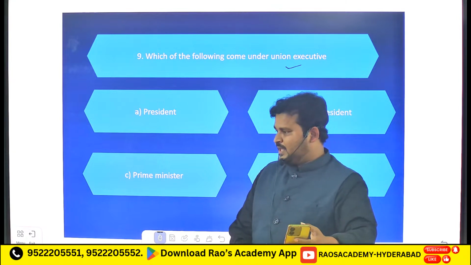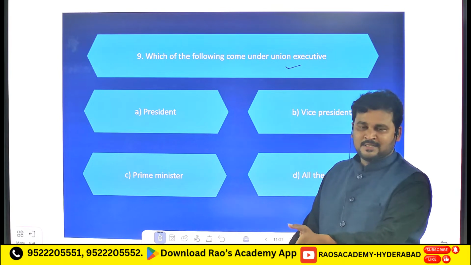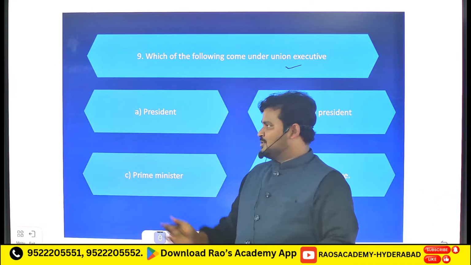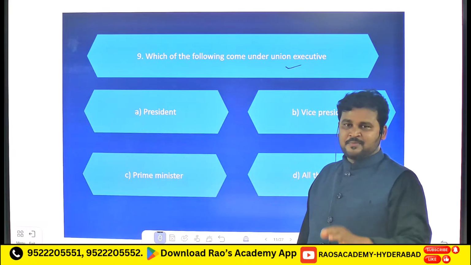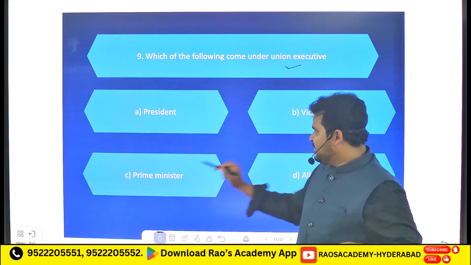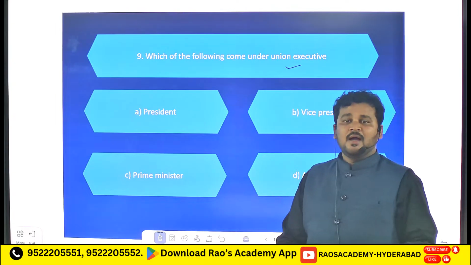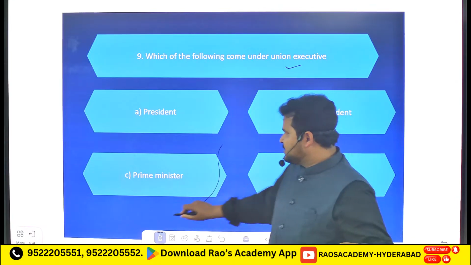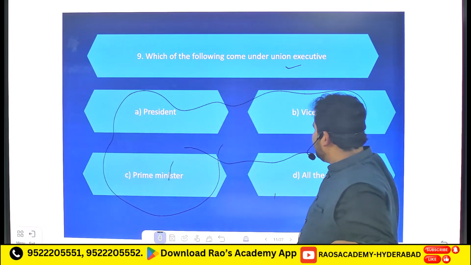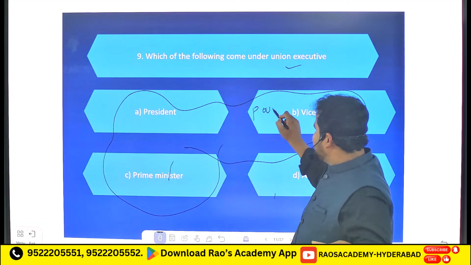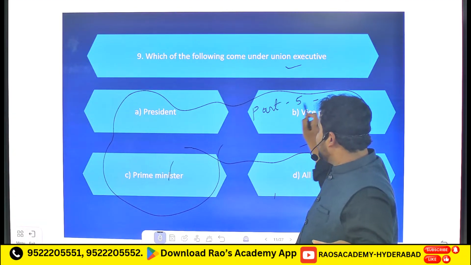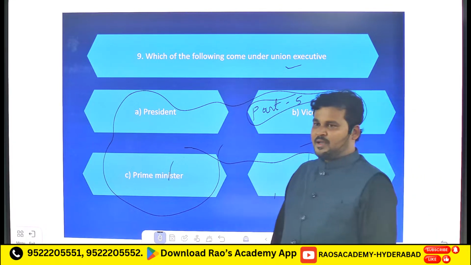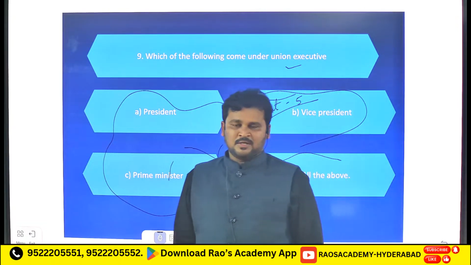Yes, exactly. Most of the students have given the right answer as D, all the above. Clear. So the President is a part of the Union Executive, the Prime Minister is also part of the Union Executive, and the Vice President is also part of the Union Executive. All these are part of Part 5 of the Indian Constitution. Clear? So the President, Vice President, and Prime Minister are the Union Executives.